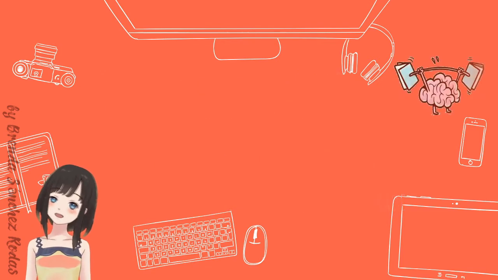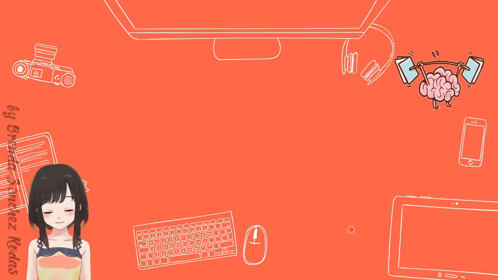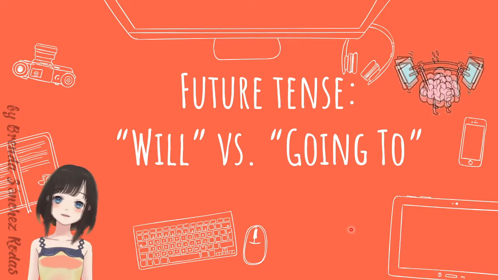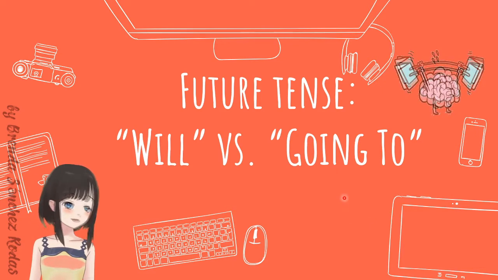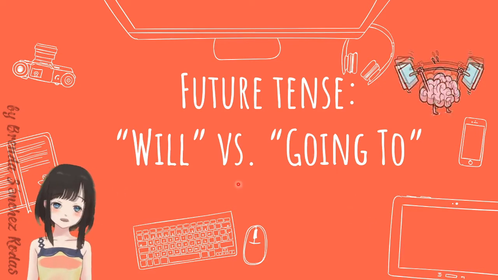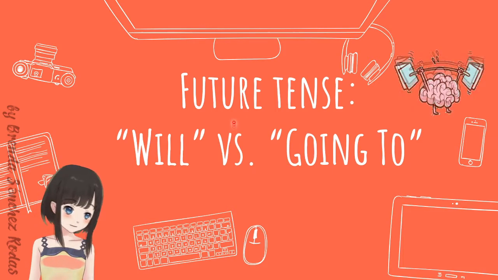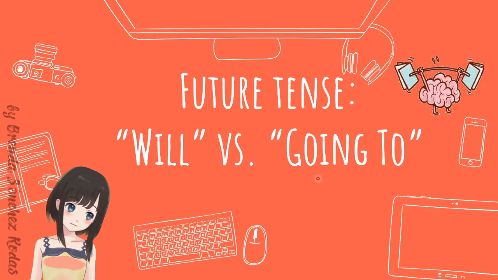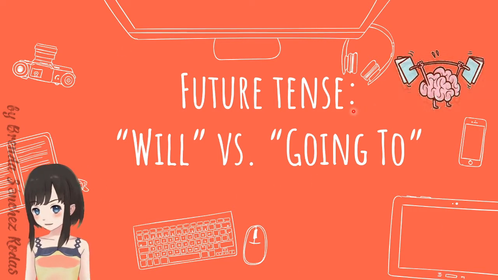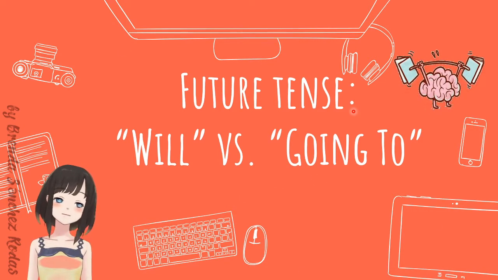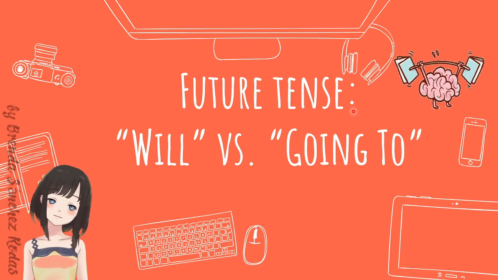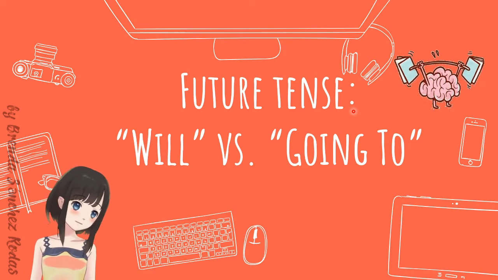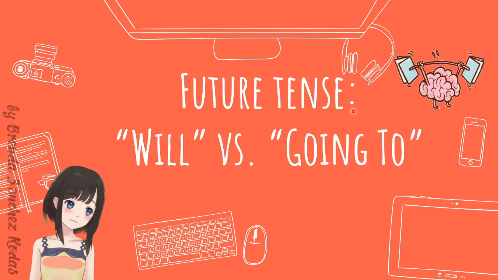Okay, so let's start. Today we're going to have a new topic, and it's called future tense, will versus going to. Why versus? Because when we want to express the future, we can use either will or going to. And why is this whole topic important? Because if we want to express something we're going to do in the future, something spontaneous or something planned, this is really important to know.